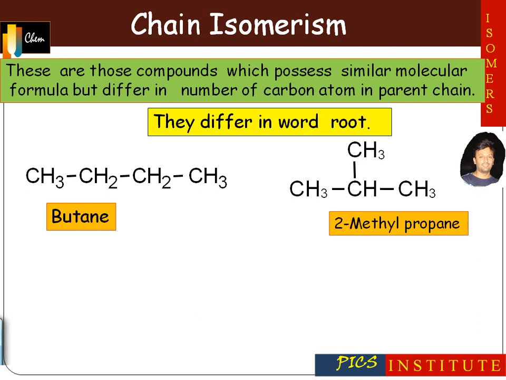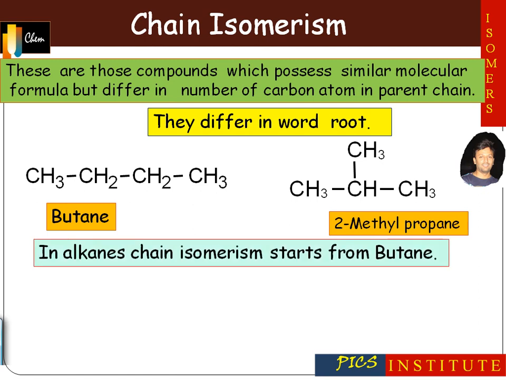So we can identify chain isomers by the difference in their word root. For the first compound, the word root is but, and for the second compound, the word root is prop. So chain isomers differ in word root. In alkanes, chain isomerism starts from butane.